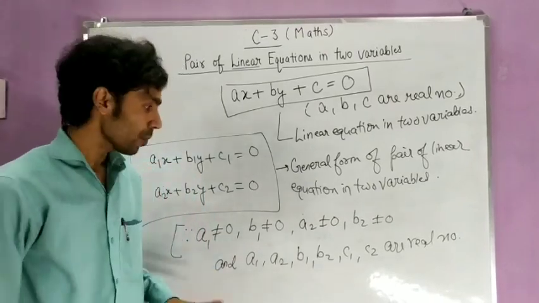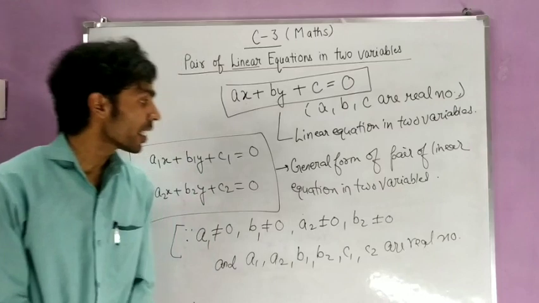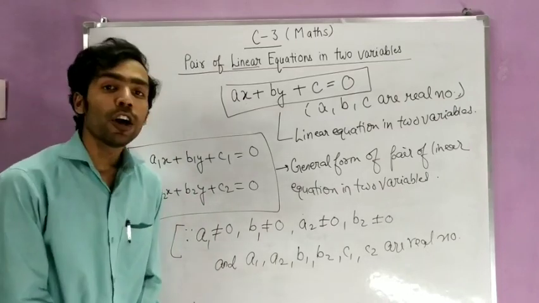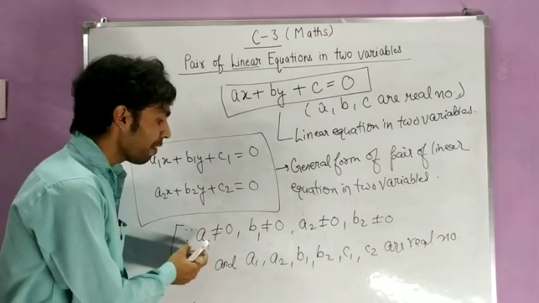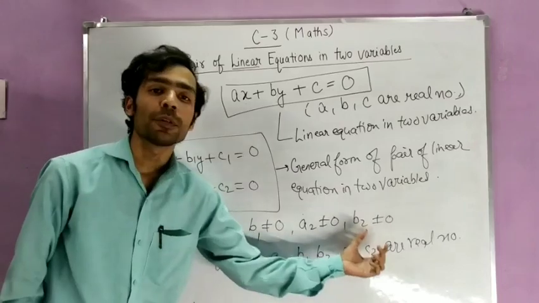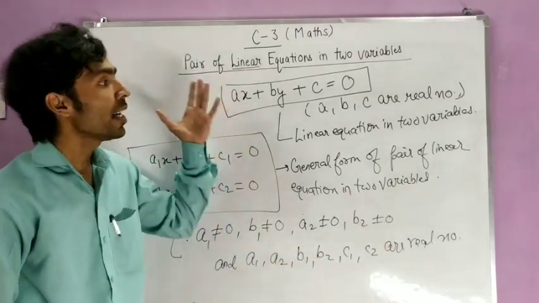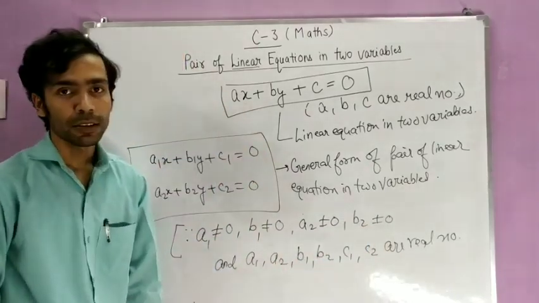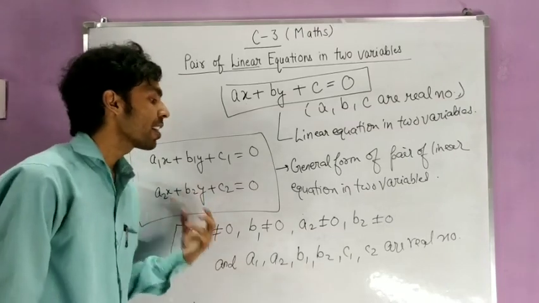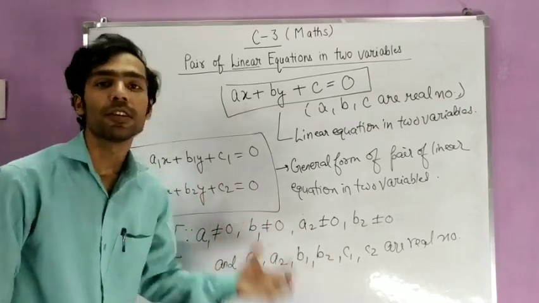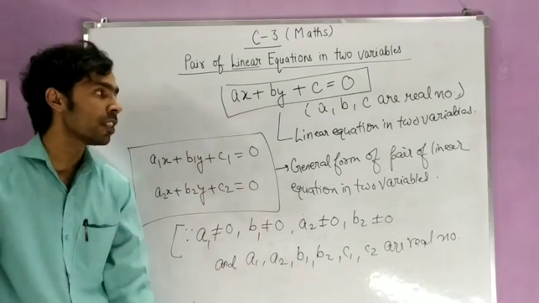Okay, understood? So don't get confused, students. I will also tell you why a1, b1, a2, b2 cannot be 0. So first you will write all these things. Okay, then after that I will explain why these cannot be 0. Okay, now note down these things.